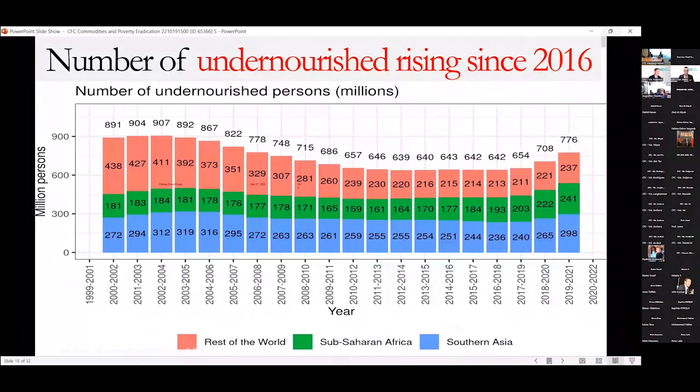Okay. Now, one interesting phenomenon which you might be familiar with is that according to the World Bank, which generates numbers, they claim that the number of people who are poor has been declining for the last few decades. Yet, what we see in recent years is that the number of people who are undernourished, meaning they are not even getting enough calories to survive, has actually been going up in the last half decade or so. And this, of course, should be a matter of great concern. This is especially true of sub-Saharan Africa, but also very true of Southern Asia, and less true of the rest of the world. Next, please.